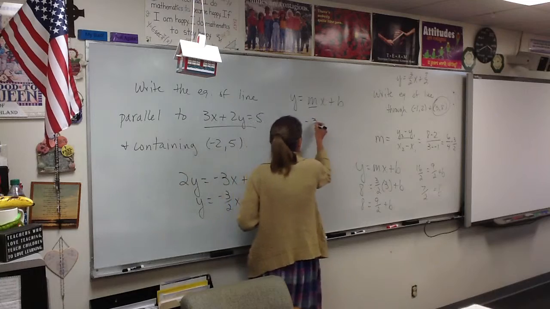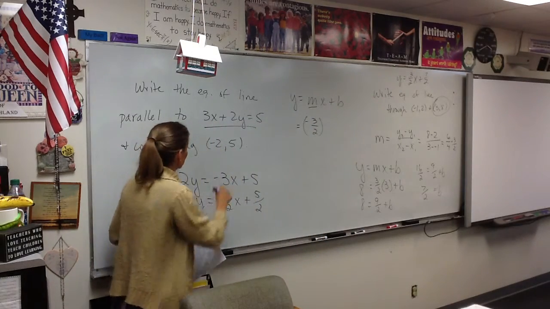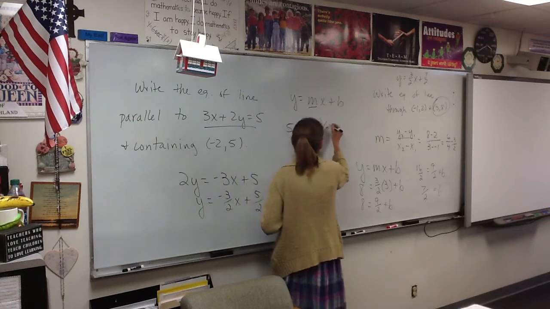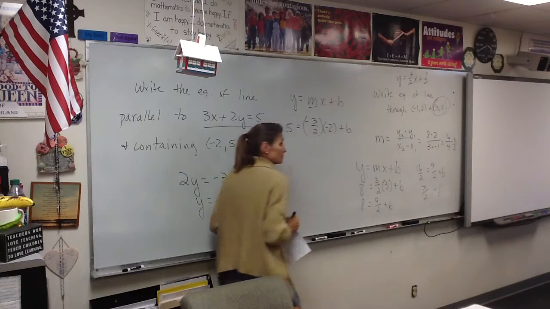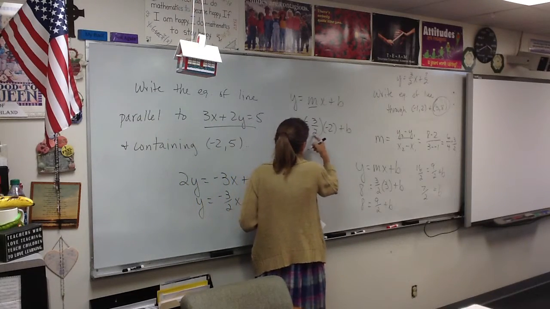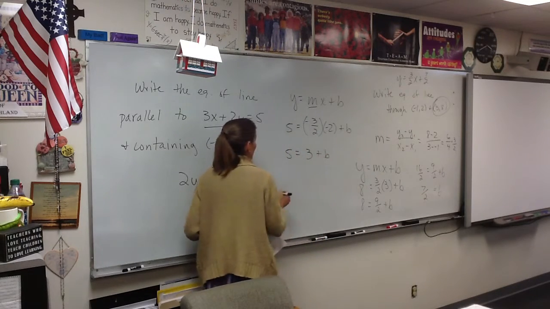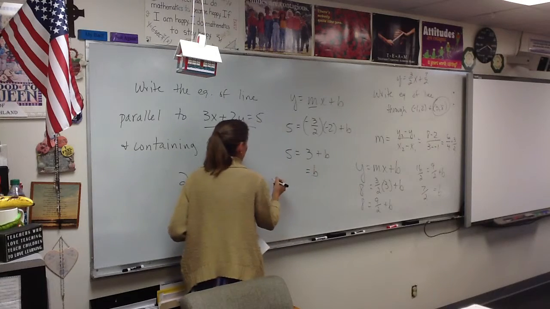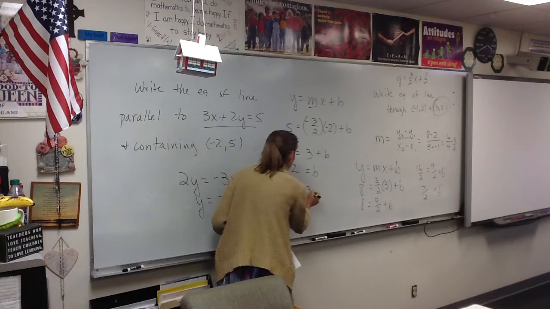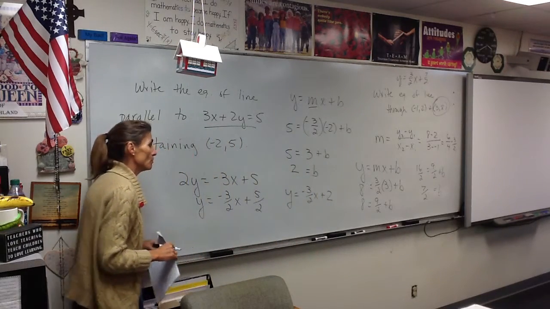All right. Then what, Grace? Then you plug in the coordinates like you did last time, so 5, and then -3, and then that'll be 2. Would this be +3? Yep. So b works out to be 2. And your equation is y equals -3 halves x plus 2. Beautiful work.